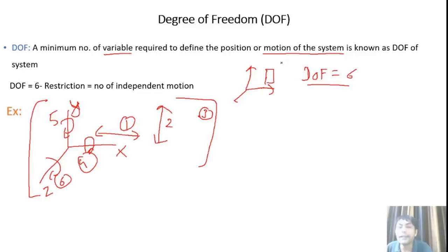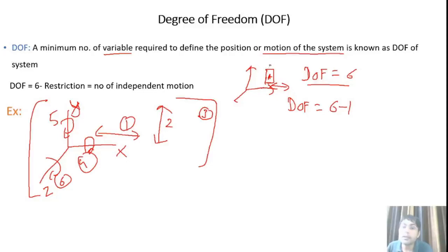Now if I can restrict its motion about one direction, for example, if I restrict this body A's motion about x-axis or about y-axis, then what will happen? Out of any one axis, suppose I stop its translatory motion about x-axis, then what is the degree of freedom? 6 minus 1, because there is 1 restriction.